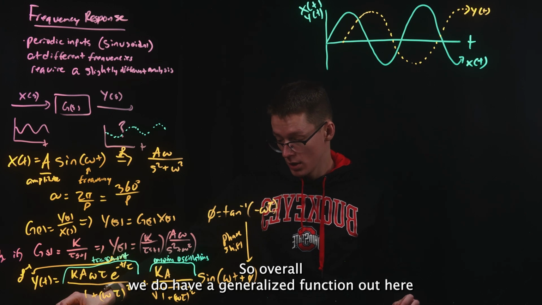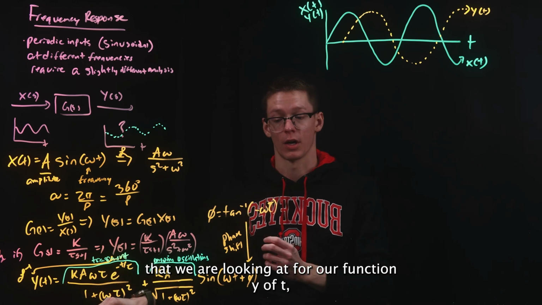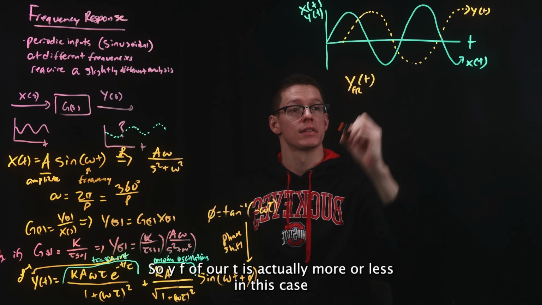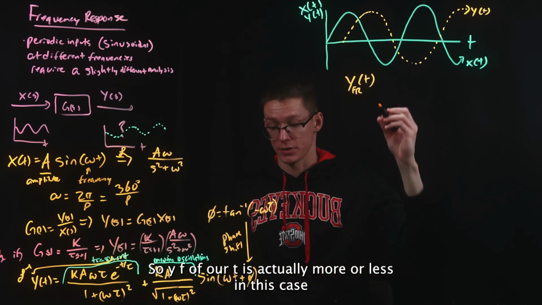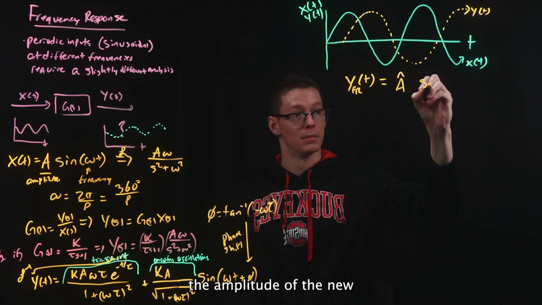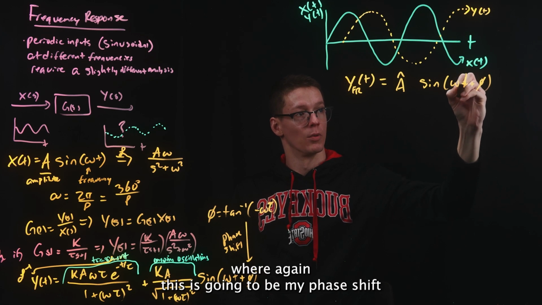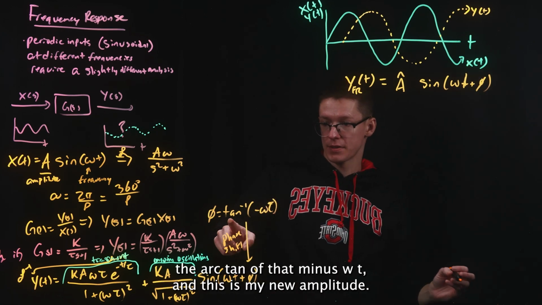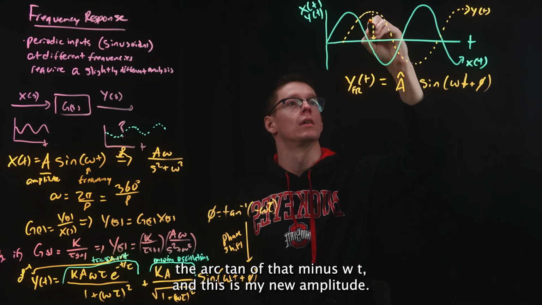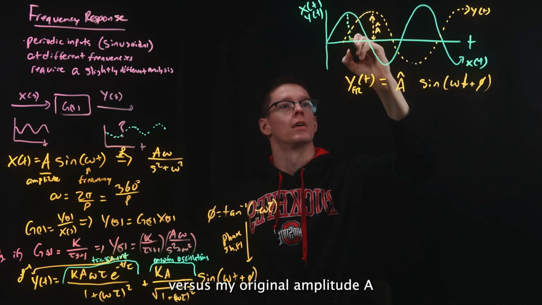So overall, we do have a generalized function out here that we are looking at for our function y of t. Our y of t for our frequency response, so y f of t, is actually more or less, in this case, the amplitude of the new sine of wt plus phi. Where again, this is going to be my phase shift, the arctan of that minus wt, and this is my new amplitude, a hat, versus my original amplitude, a.